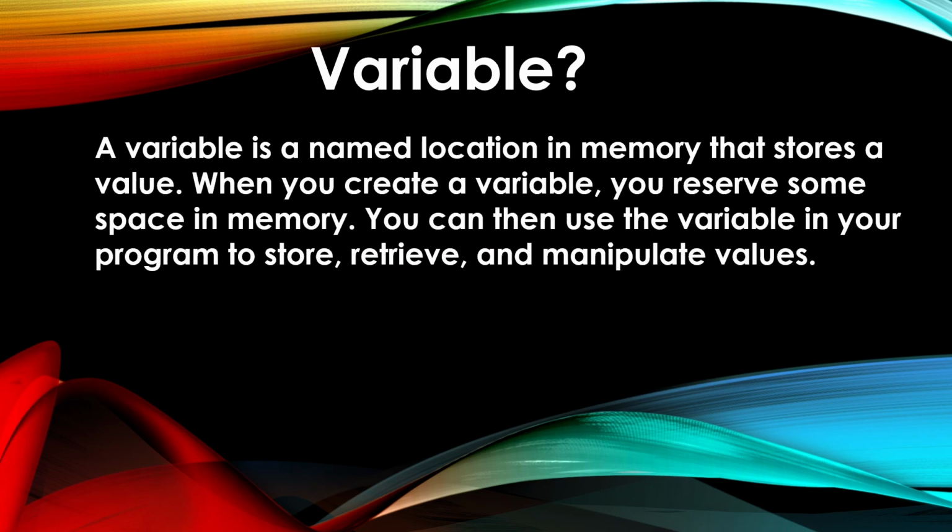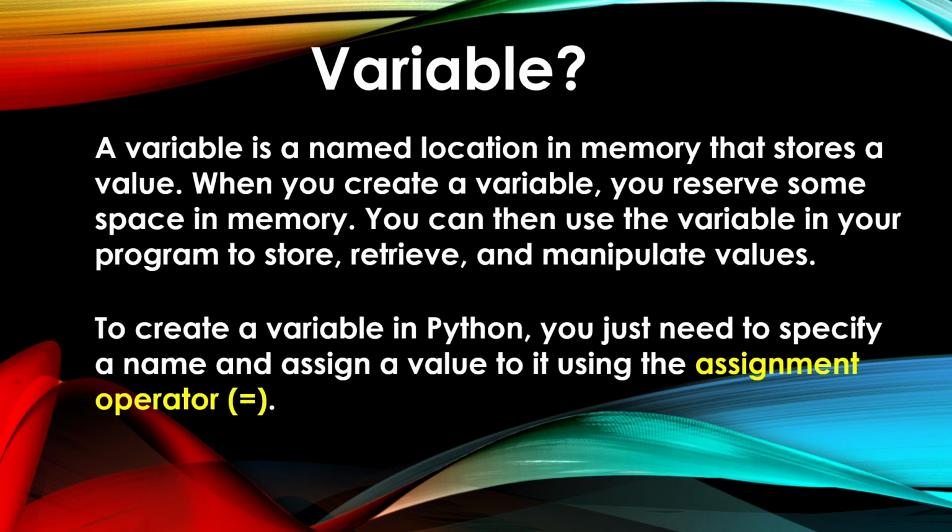A variable is a named location in memory that stores a value. When you create a variable, you reserve some space in memory. So you can think of a variable as a container for storing data or values. You can use the variable in your program to store, retrieve, and manipulate values. To create a variable in Python, you just need to specify a name and assign a value to it using the assignment operator. As you can see here, it's an equal operator, or assignment operator, we can say.